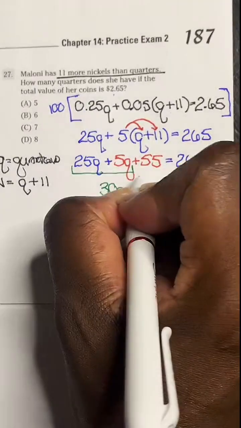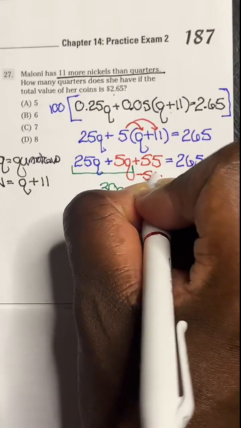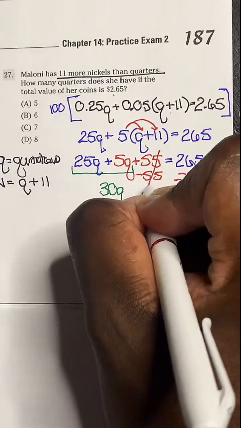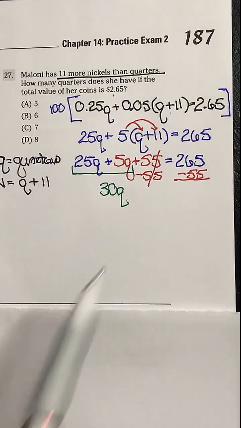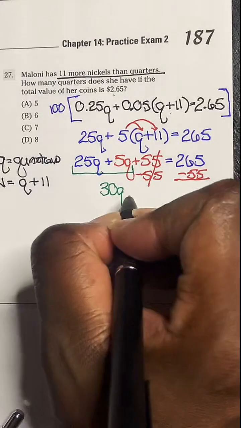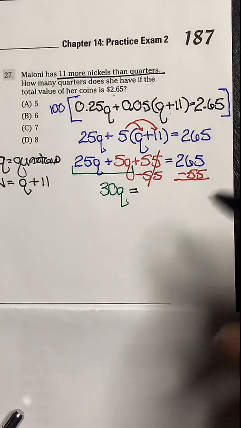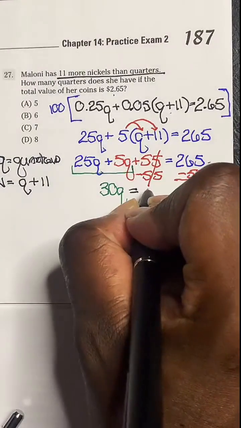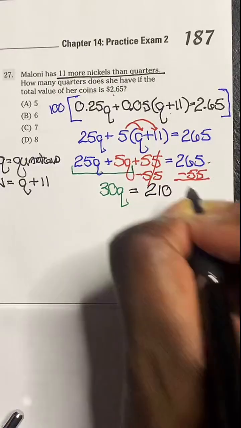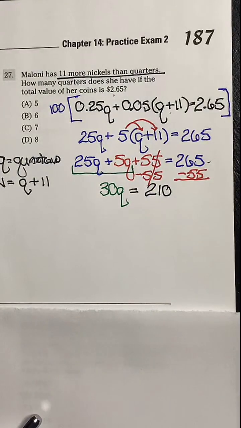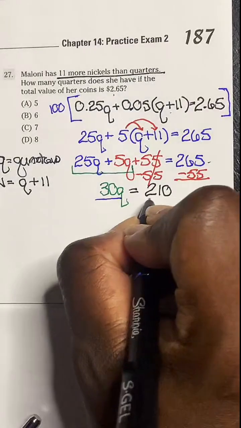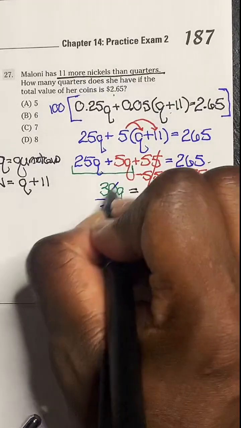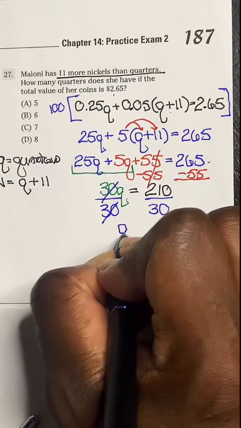And I can also get rid of my 55 by subtracting it on both sides. Because when you're solving this, you're trying to solve for the variable, and in this case our variable is Q. So 265 minus the 55 gives me 210. So now I want to divide both sides by 30. So the 30s will cancel out over here, giving me my Q.